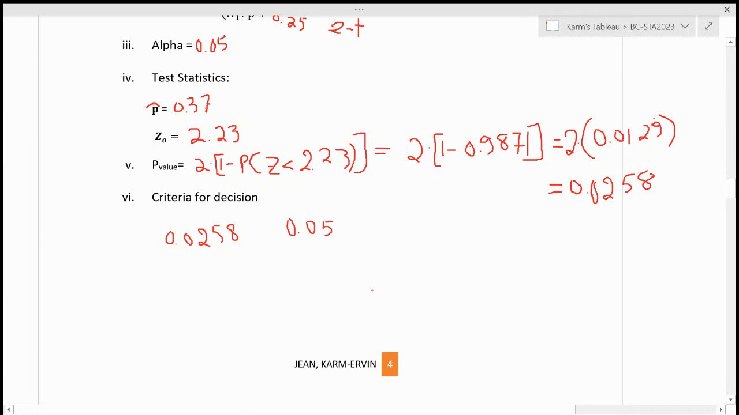As you can see clearly, is it greater than or less than? Well, I mean, what will you put? So it's less than, right? So if it's less than, do we check H1 or we check H0? So we have to check H0. Check H0.